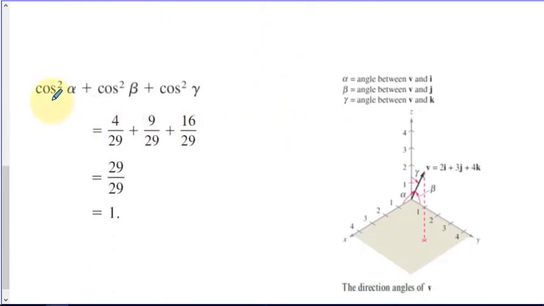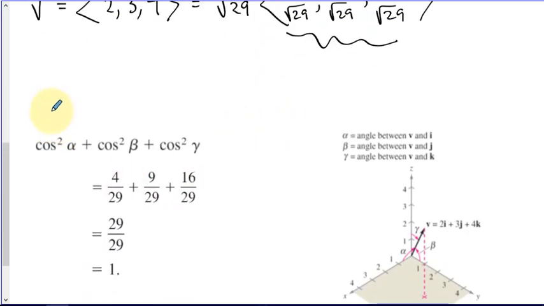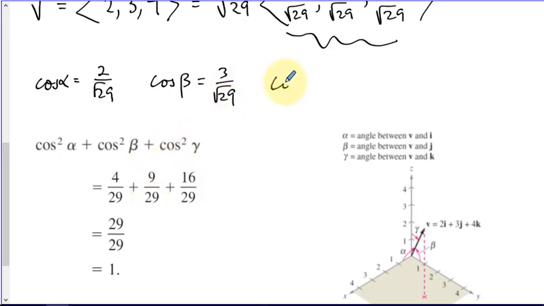Because the cosine of alpha was 2 over the square root of 29, squaring it gives me 4 over 29. And since the cosine of beta was 3 over square root of 29, squaring that gives me 9 over 29. Cosine gamma was 4 over square root of 29, so squaring that gives me 16 over 29, and that adds up to 29 over 29, and that is 1 as it should be.